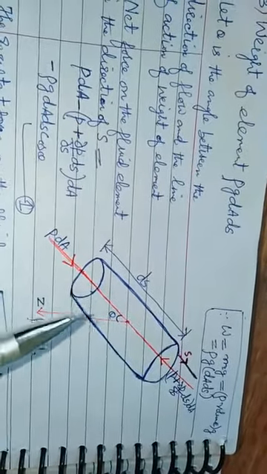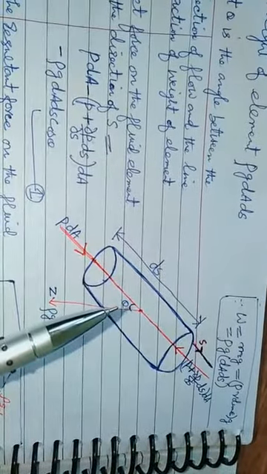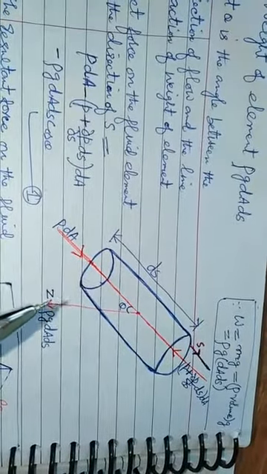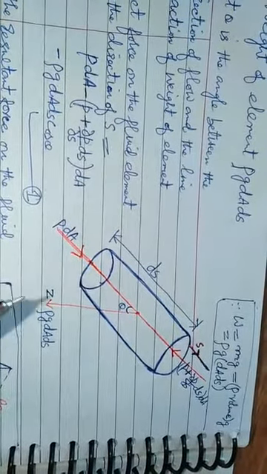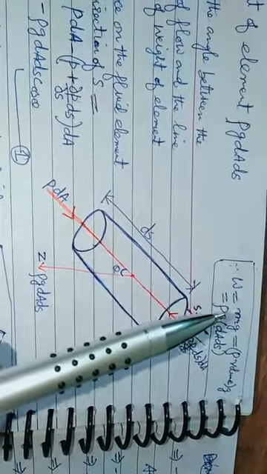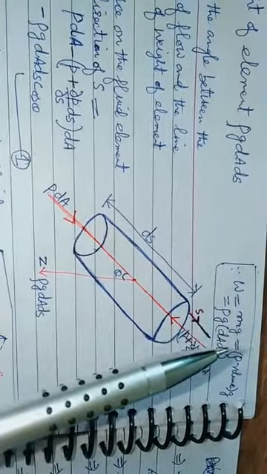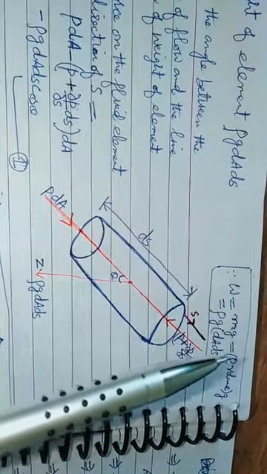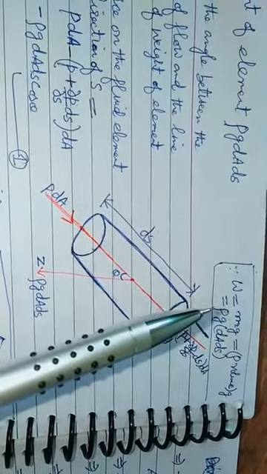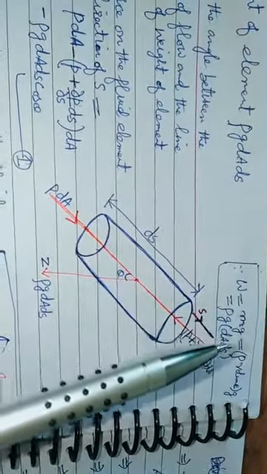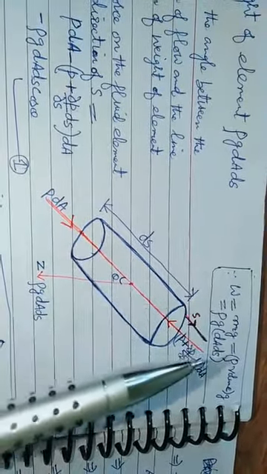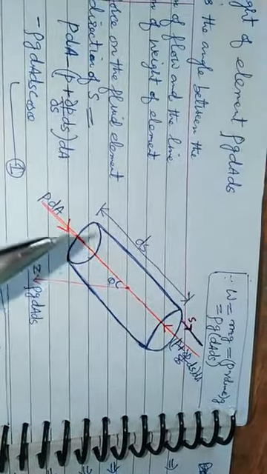And suppose theta is the angle which the weight of the fluid element makes in this direction. This weight is equal to rho g dA ds, because weight is equal to mg, that is mass into gravity. Mass is equal to density into volume. So density and g stay as they are, and the volume will be equal to dA into ds. So the volume of the fluid element in the cylinder is dA, the area of cross section, into this length ds.